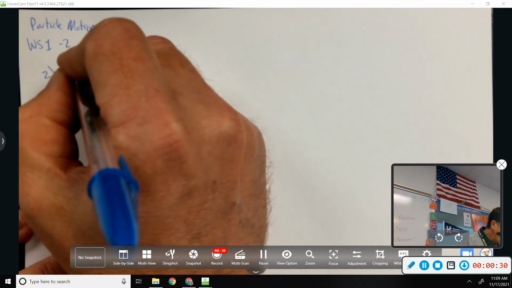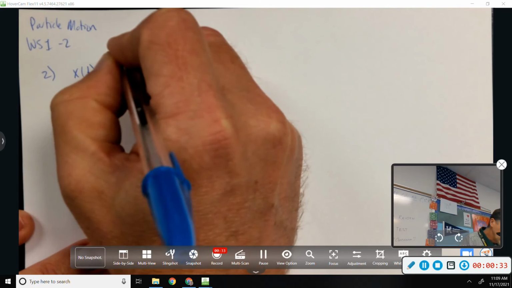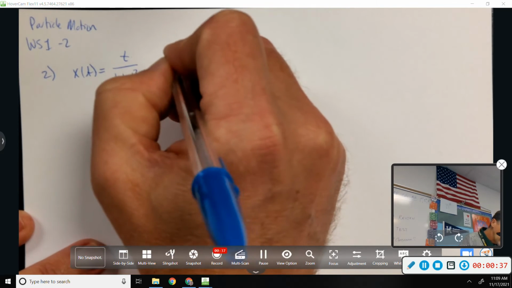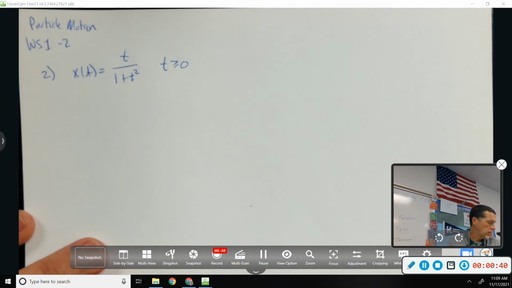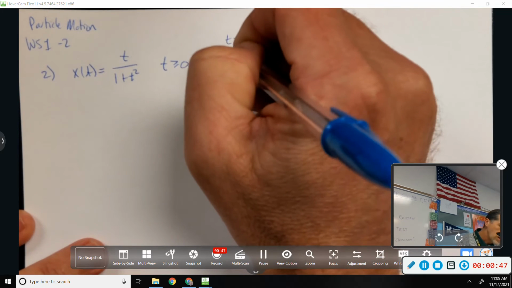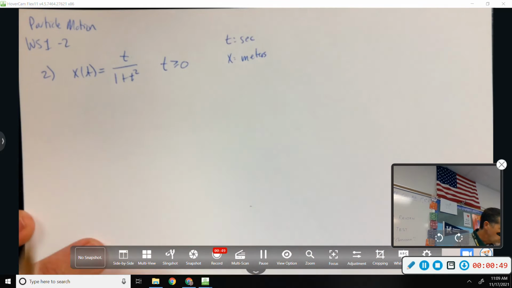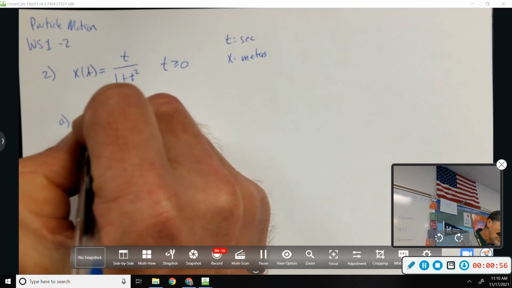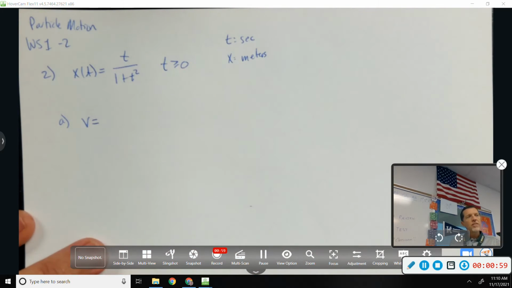Number 2. x of t equals t over 1 plus t squared for t greater than 0, where t is in seconds and x is in meters. All right, find the velocity at time t and at t equals 2 seconds. So how do I find the velocity? Derivative.